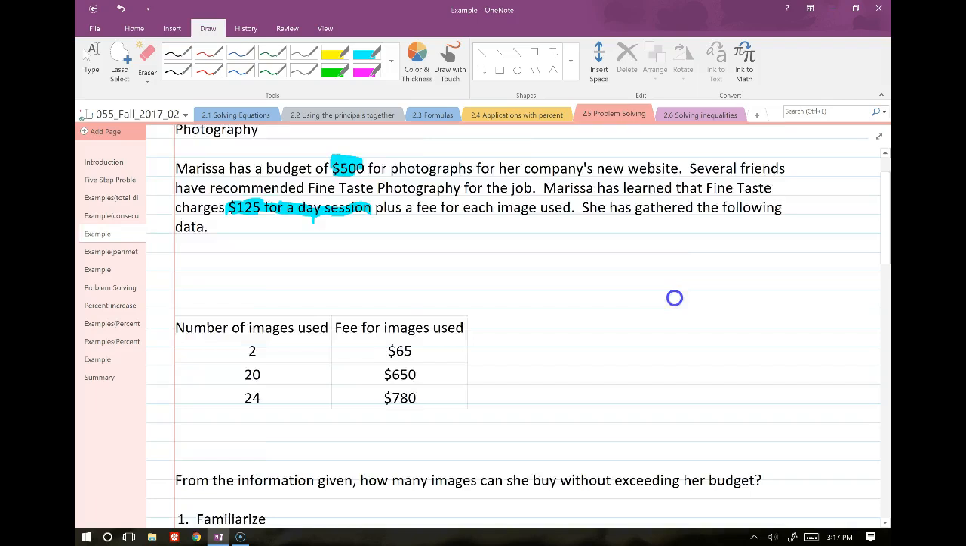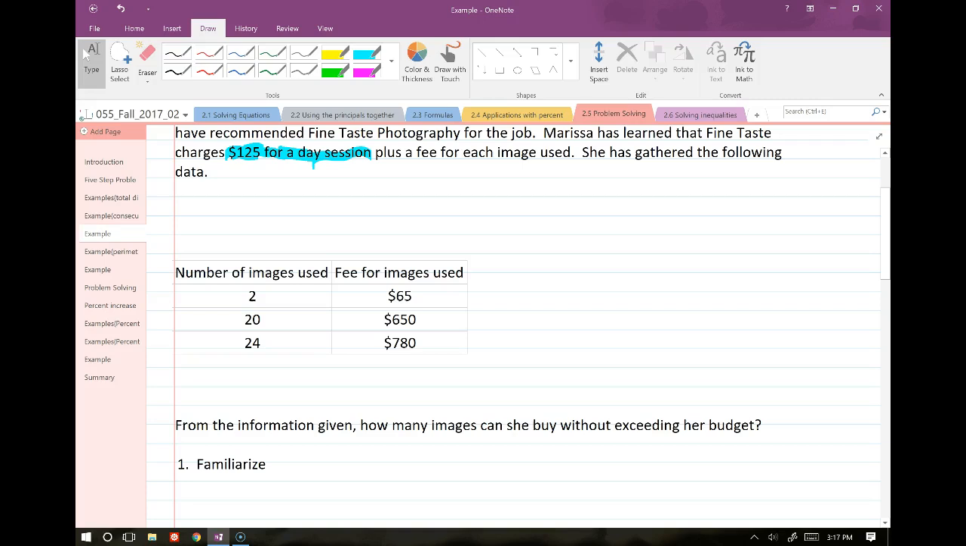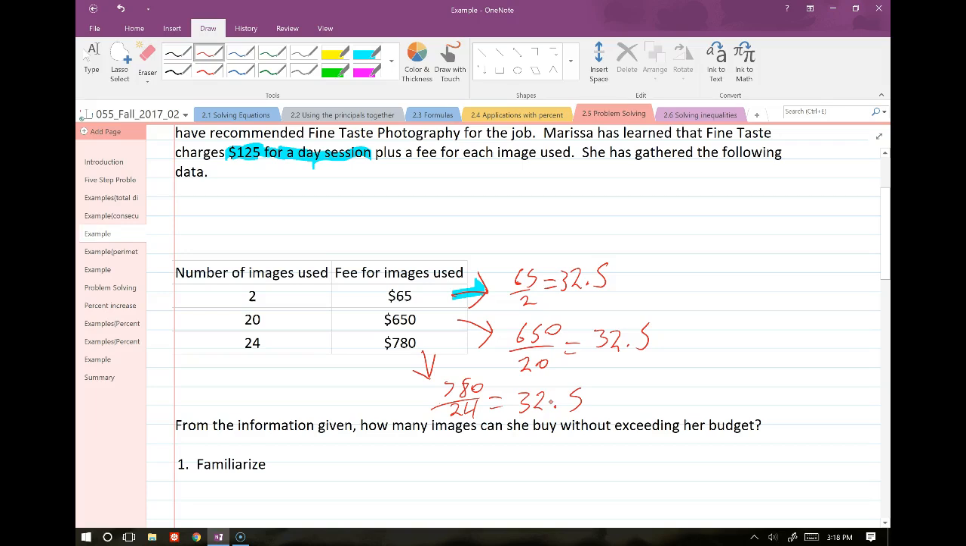Why she can't just call these people up and ask them how much it costs per picture, I don't know. So we figure out the rate by using division. So 65 divided by 2 is equal to 32.5 for this guy. 650 divided by 20, again, that's equal to 32.5. And then there's this last one, 780 over 24. That's equal to 32.5 again. So what we learn from this is we're paying $32.50 per picture.